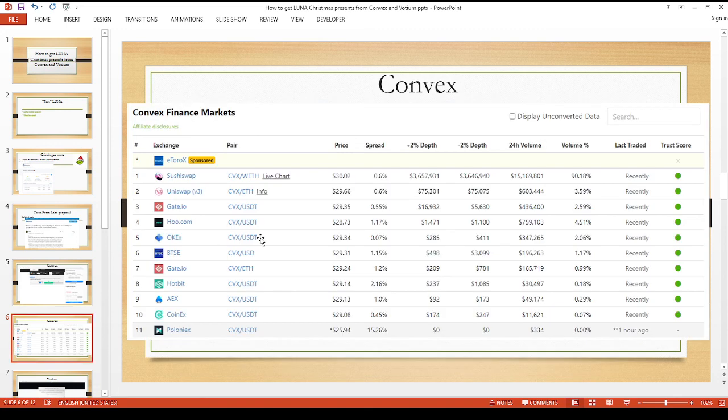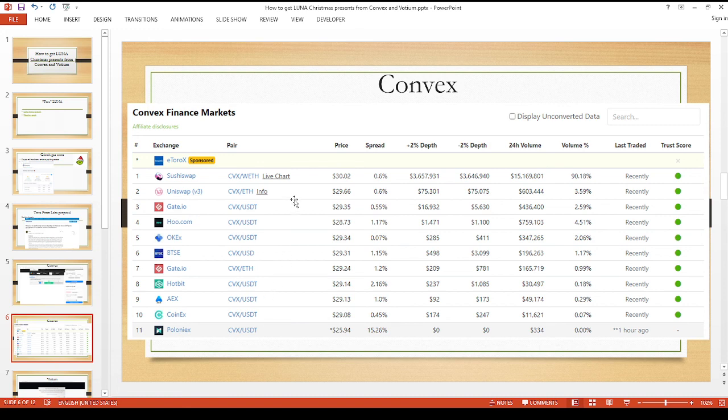And over here, I went to CoinGecko just to give you a list of the available markets that Convex is currently trading on. I don't have much experience with most of these. I'm just familiar with SushiSwap and Uniswap. I've heard of Gate.io and OKX. And then there's also CoinEx. So it's up to you whether you want to go through the DeFi route or the CeFi route.